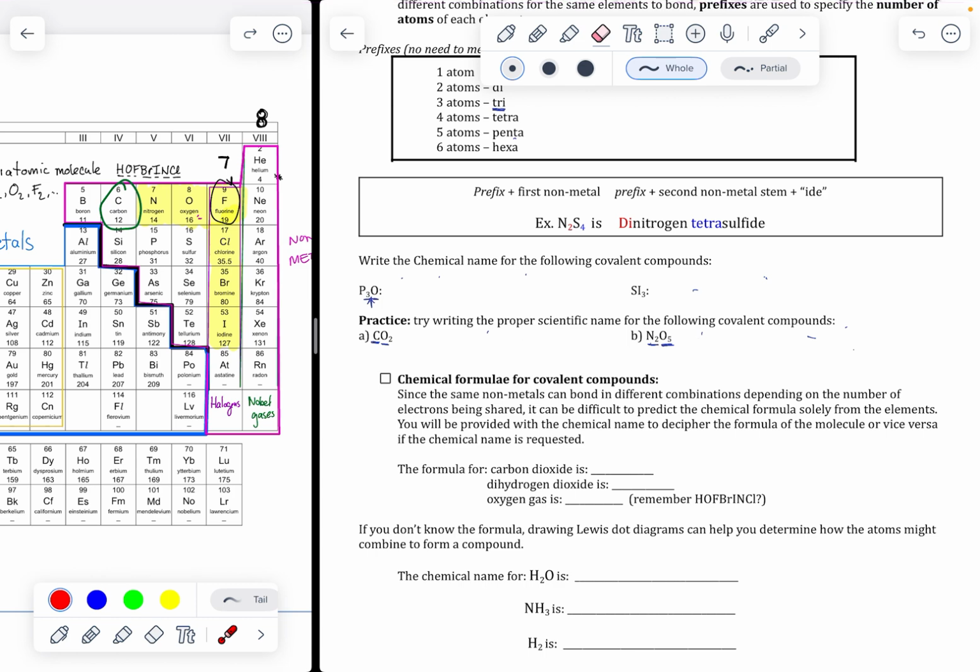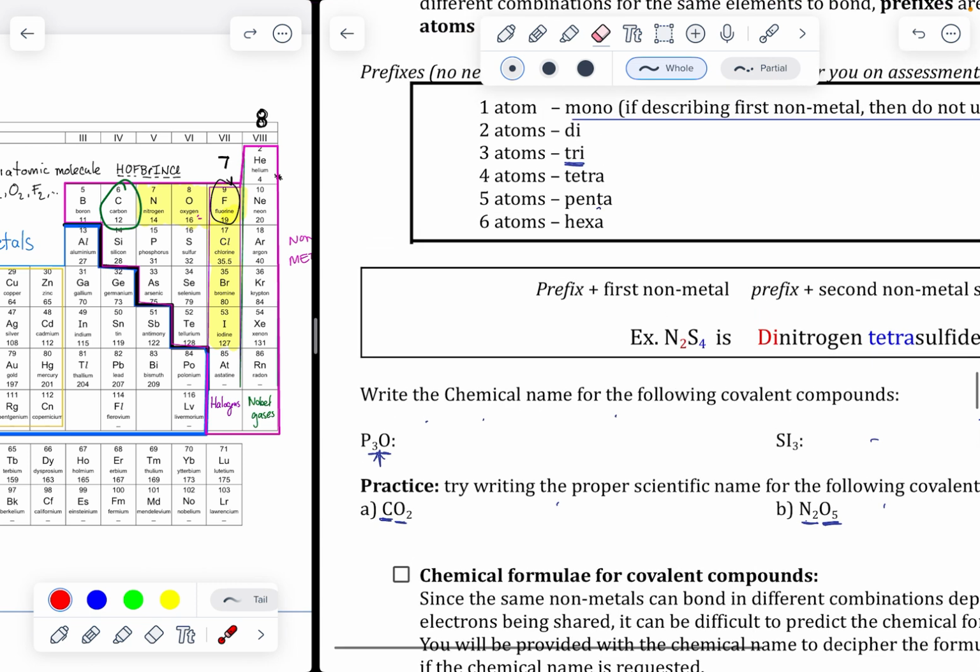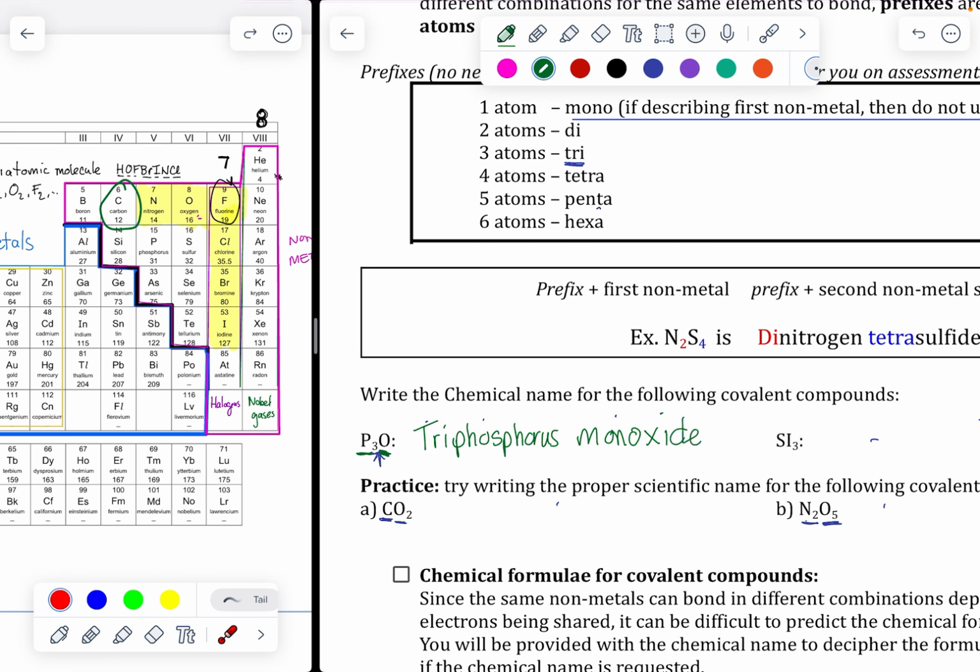All right, so we have P3O. So we have our first element, which has 3, so it's tri. Our first nonmetal is phosphorus, so triphosphorus. Our second element is oxygen, and there's only 1, so we have mono. And oxygen is ox, and the ending is ide. So this P3O is triphosphorus monoxide.